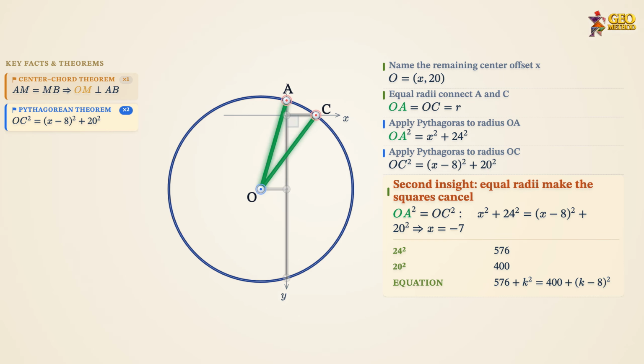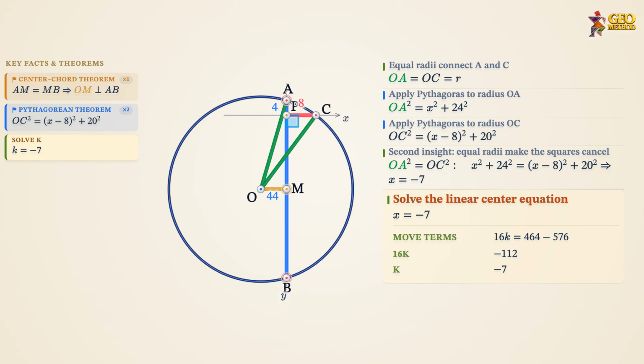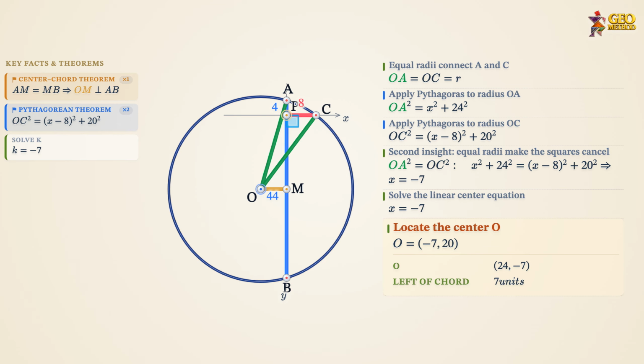Second insight. Equal radii mean these two squared expressions are equal. When we compare them, the x squared terms cancel, leaving a linear equation. Solving it places the center 7 units to the left of the chord. x equals minus 7. The negative sign simply means the center is 7 units to the left of segment AB. So O is (-7, 20), 7 units left of P and 20 units below it.